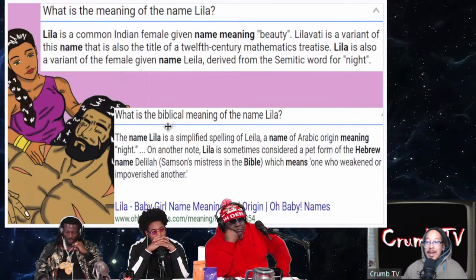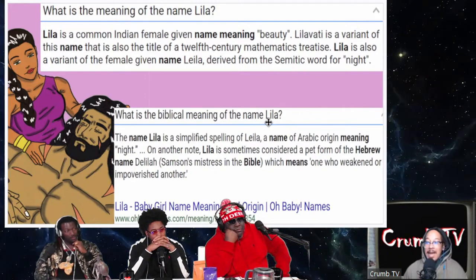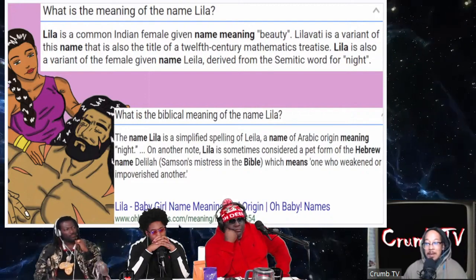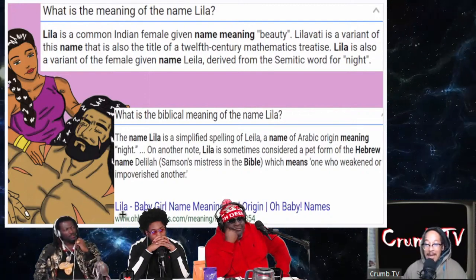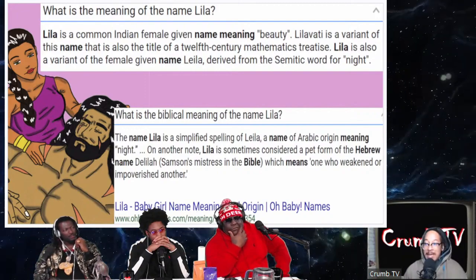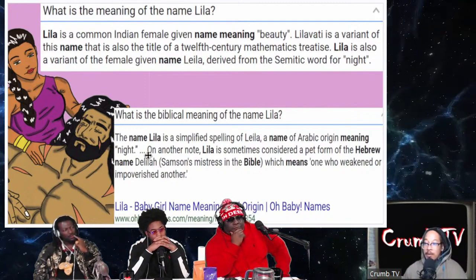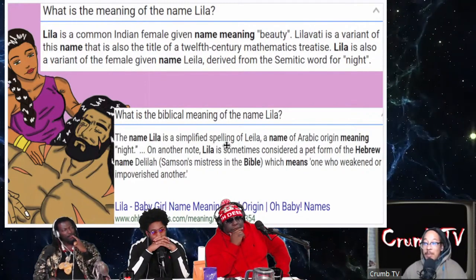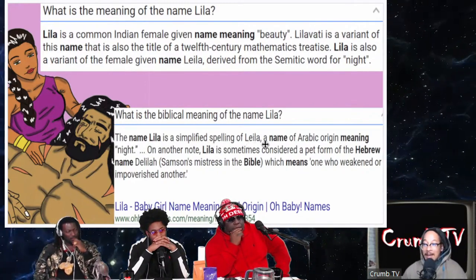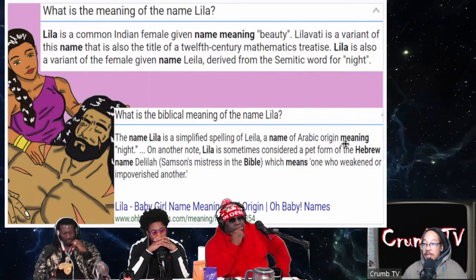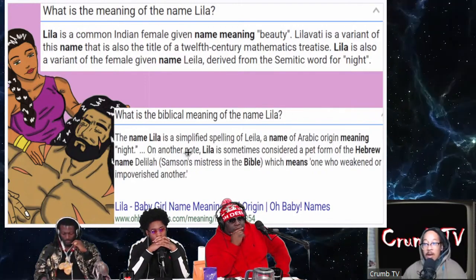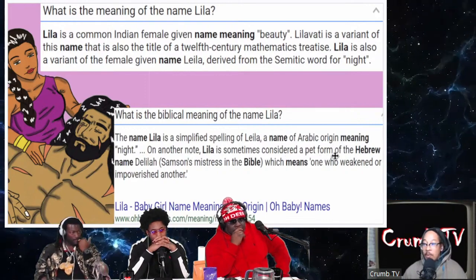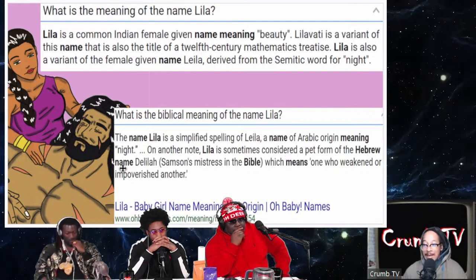Next question. What is the Bible meaning of the name Lila? Answer, according to oldbabynames.com, in an article titled Lila, Baby Girl Name, Meaning and Origin, it reads, the name Lila is a simplified spelling of Layla, a name of Arabic origin meaning night. On another note, Lila is sometimes considered a pet form of the Hebrew name Delilah.